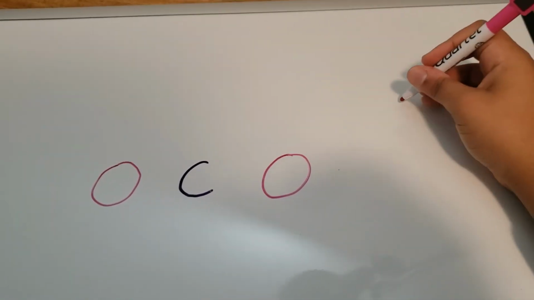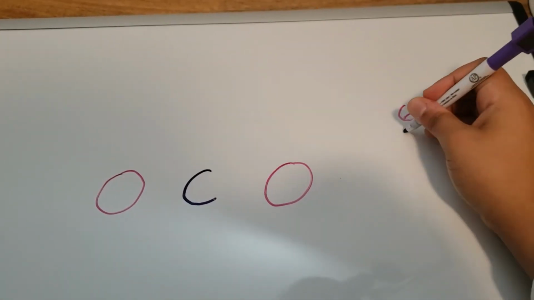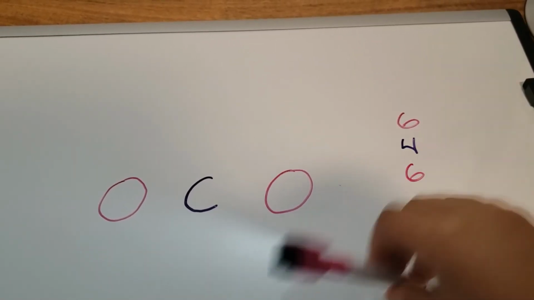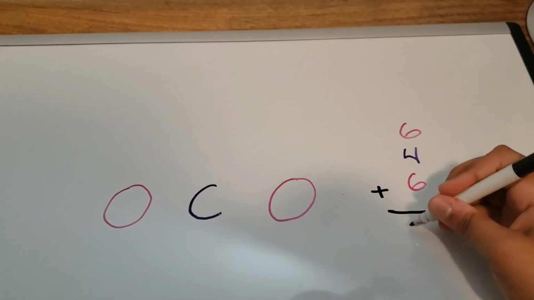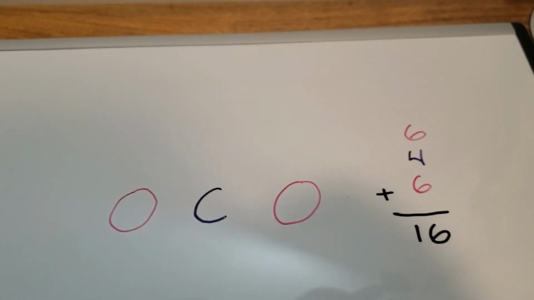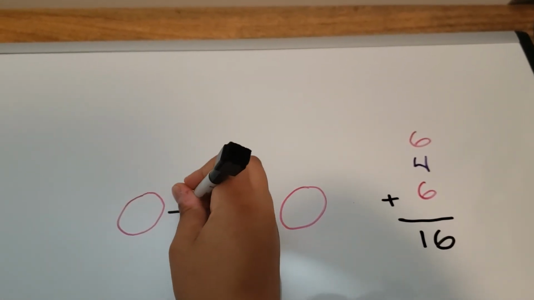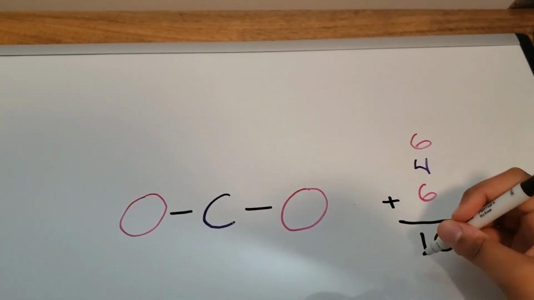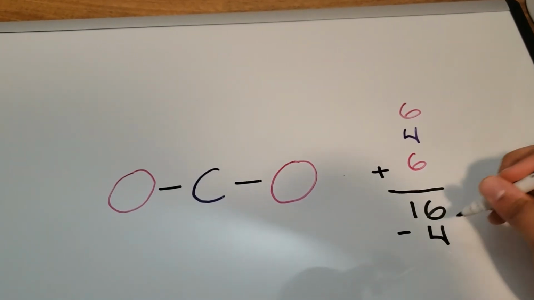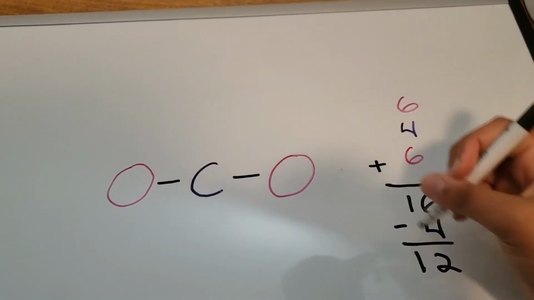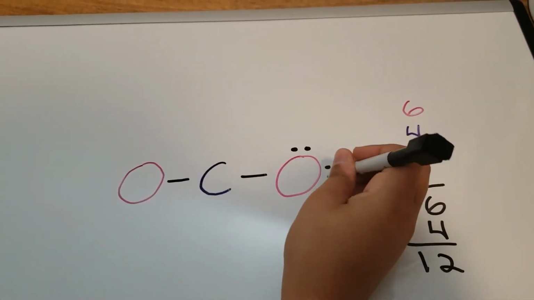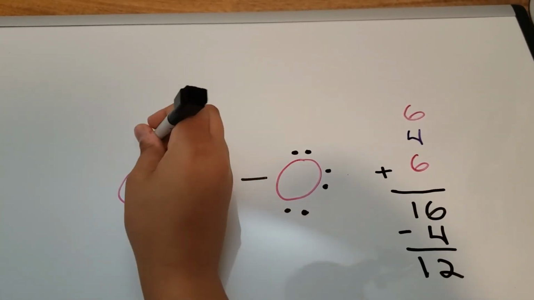Then, we count the number of valence electrons between all the elements. Oxygen has 6, and carbon has 4, so we have 16 valence electrons to work with. Next, we draw a line between each O and the C. This represents a bond and uses 4 of our available valence electrons. This means that we have 12 left. Next, we allocate the rest of them between each of the elements, starting with the 2 oxygens.